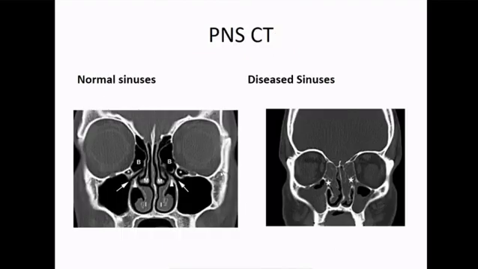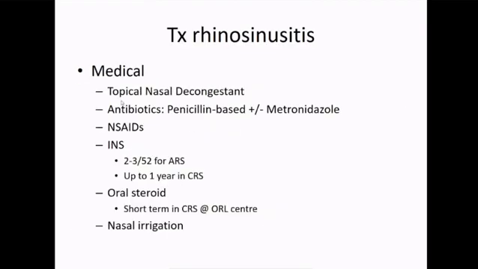Okay, so how do you treat rhinosinusitis? So the mainstay in the acute disease, most of the time, is medical treatment. We give a topical nasal decongestant. With the topical nasal decongestant, we try to decongest the nose, open up the blocked ostium. The ostium got blocked just now. So we open up the blocked ostium, let it drain back.